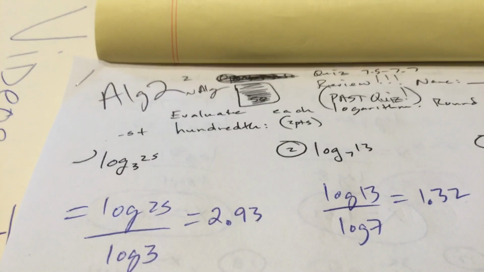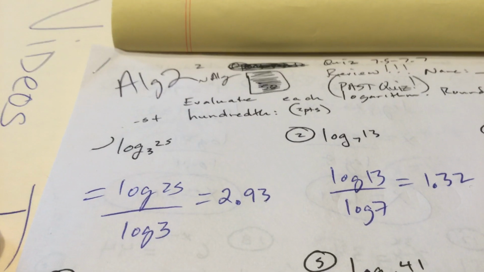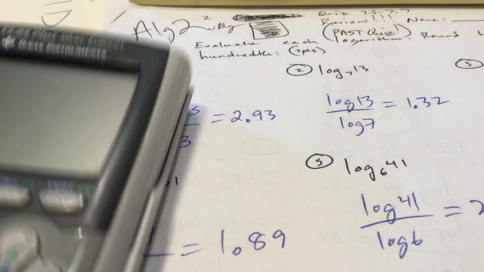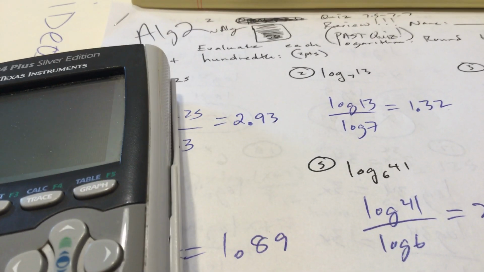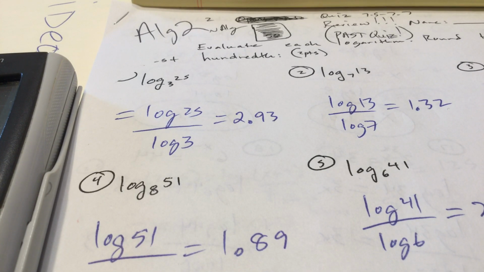This is a past quiz. So we're going to evaluate each logarithm, rounding to the nearest hundredth. Again, for this, log base 3 of 25. 3 to what power gives you 25?